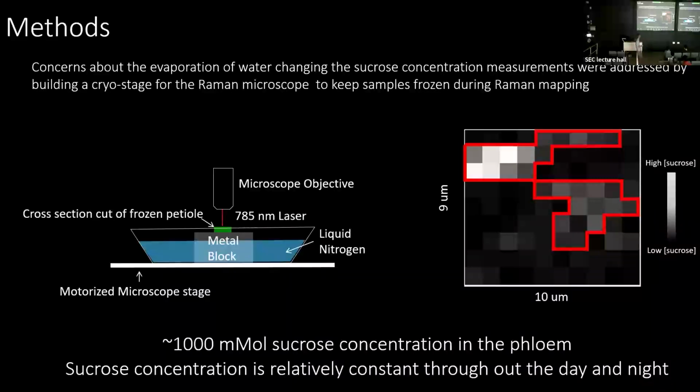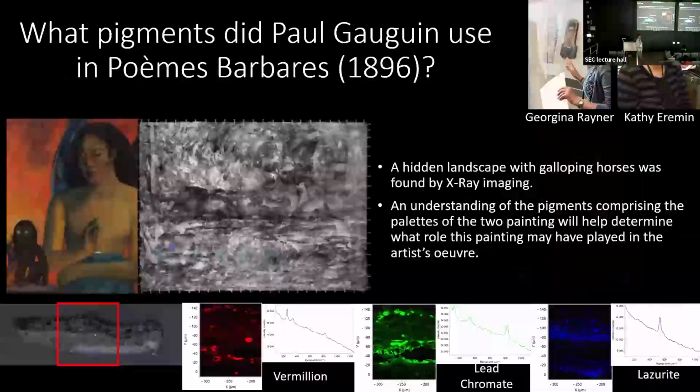So we had liquid nitrogen on a metal block and kept it all frozen while we did it. And then we did this chemical map of the sucrose levels in this petiole structure. And it worked out that there was about 1,000 millimolars of sucrose in the phloem, and it was constant across the 24 hours, which determined it was an active process, which apparently nobody knew before. So yay, science. And we can do Raman maps of pigments from the art museum.